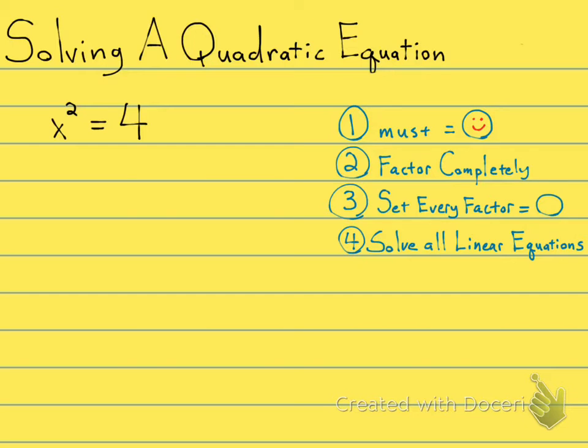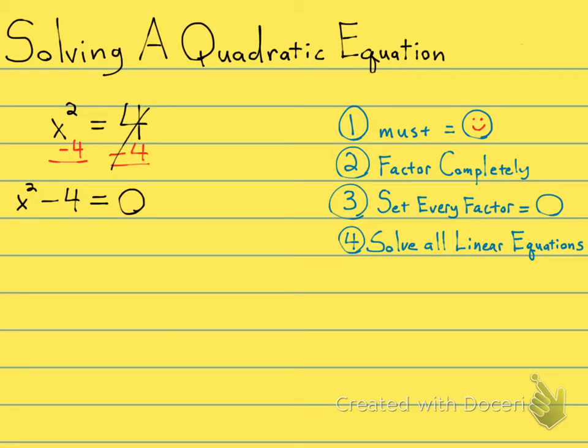So step 1, does it equal 0? No, it does not. Let's get this to equal 0. I don't want a 4 here, I want a 0. How do I get rid of a 4? I subtract 4 on both sides. And now I'm going to have a 0 on this side, and on the left side is x squared minus 4.